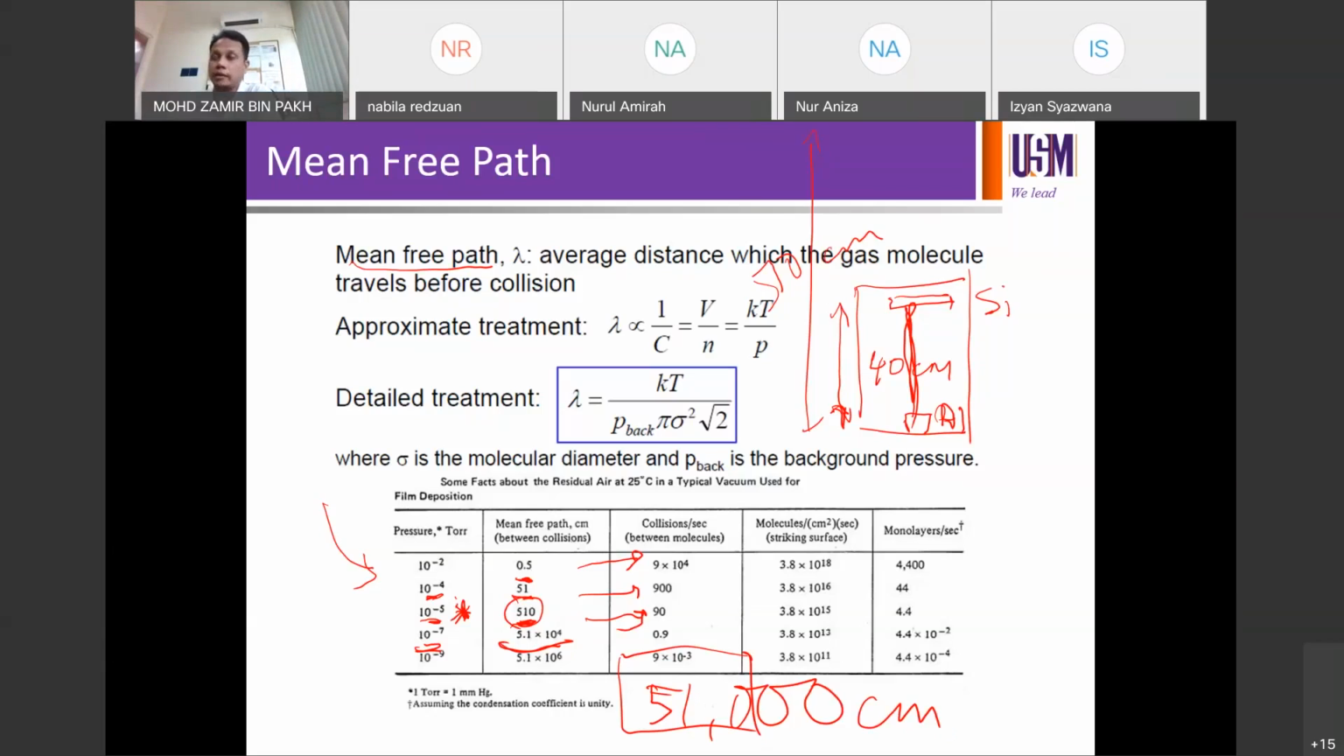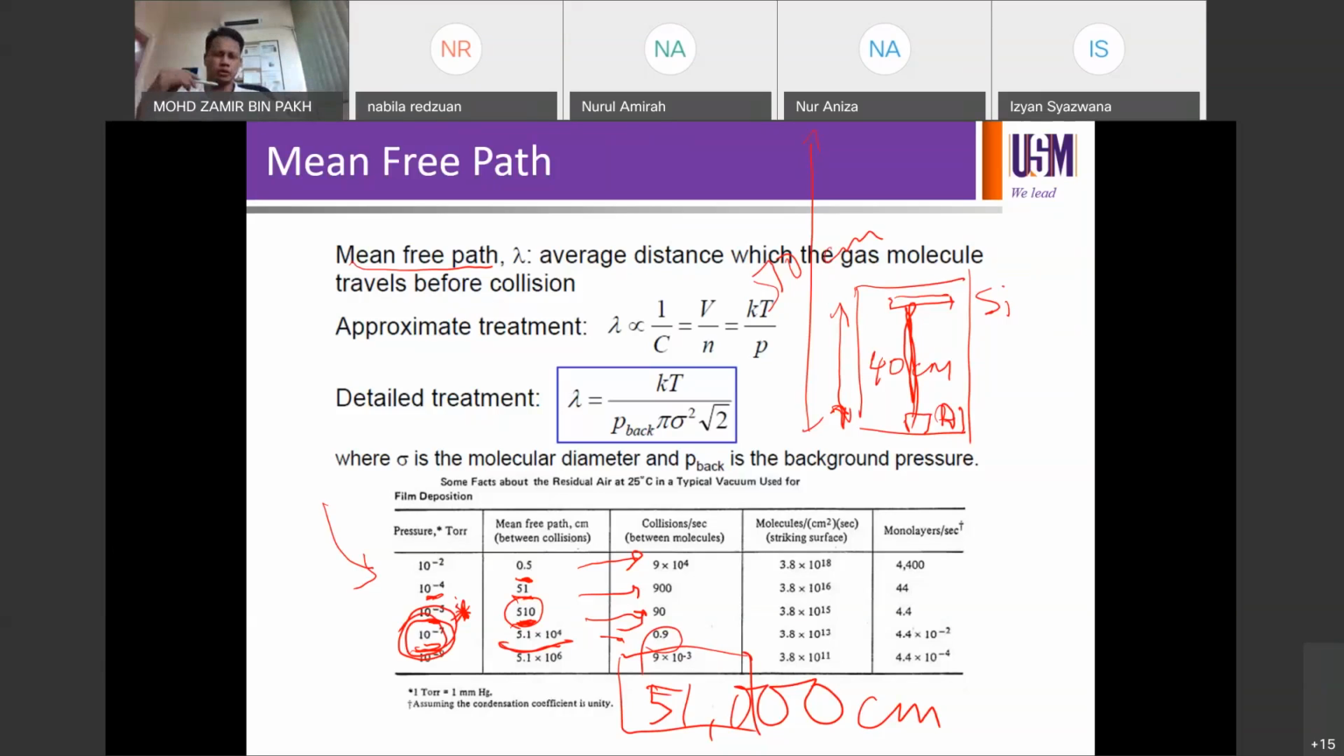You don't have to, but some systems really run down to this level. Last time, when I did my PhD, the system base pressure was maintained at 10^-7 for the electron beam evaporation system. That means if you look at the corresponding collisions per second, it's like 0.9 collision, not even one collision per second between molecules. So that's very, very low and very, very good.